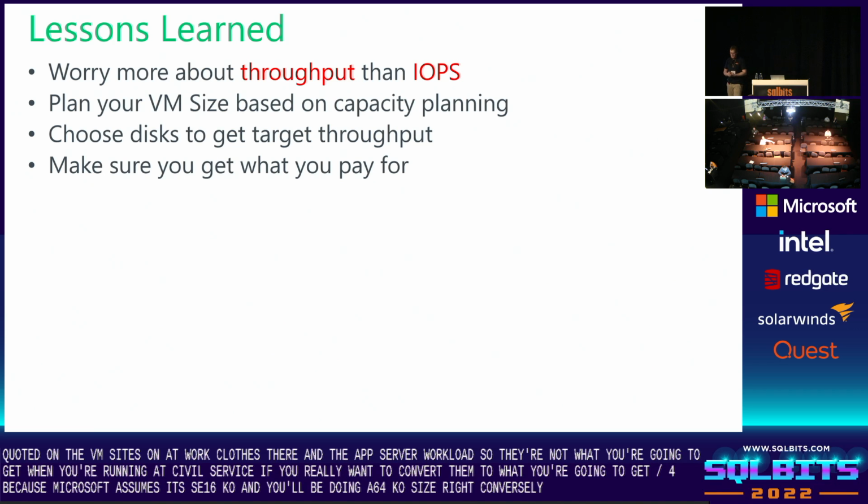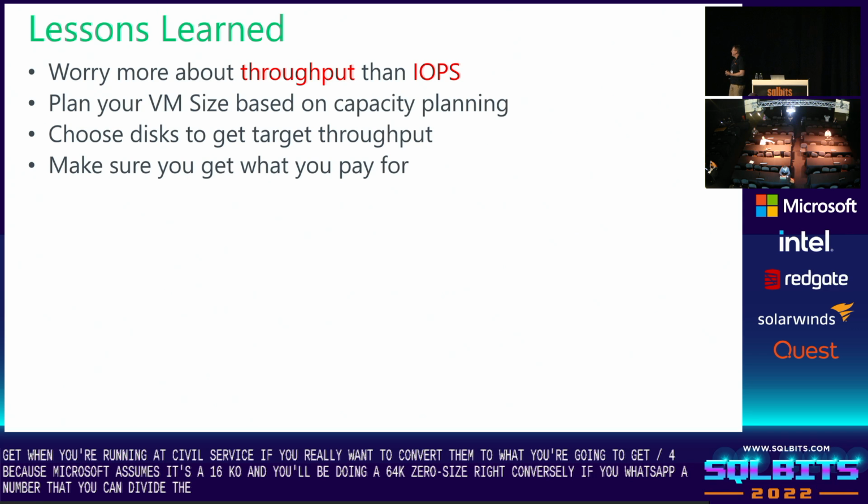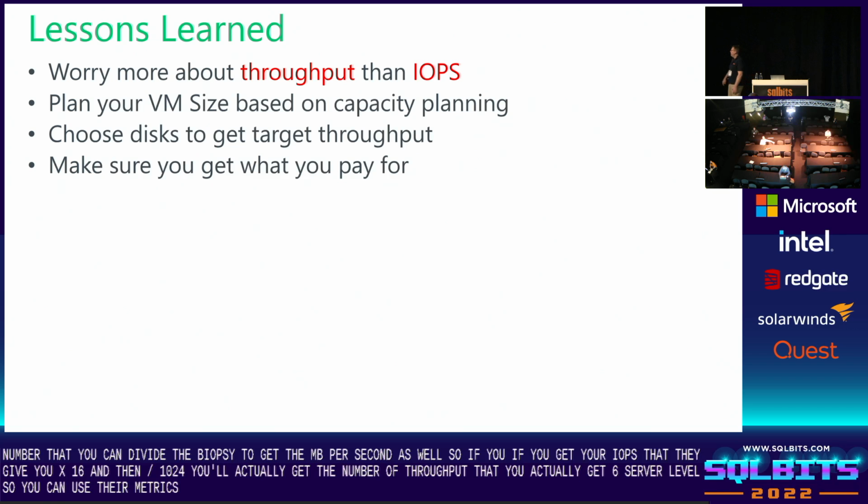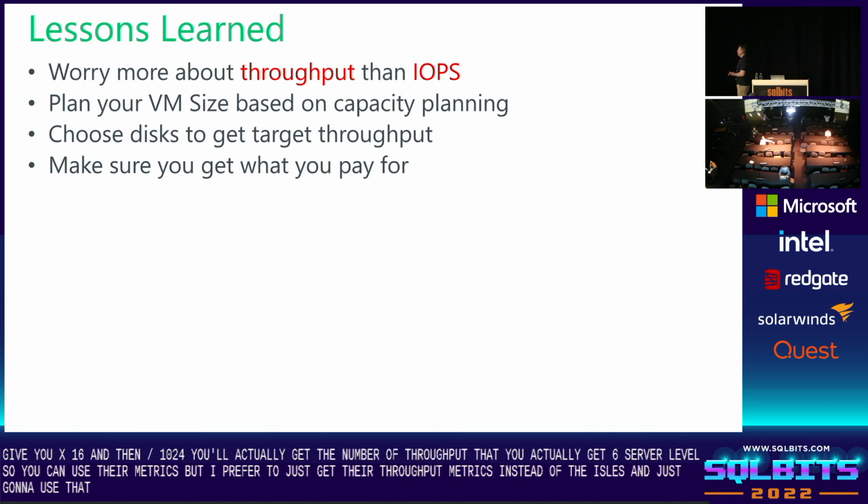Conversely, there's a number that you can use to convert the IOPS to megabytes per second as well. So if you get your IOPS that they give you, multiply by 16 and then divide by 1024, you'll get the throughput that you'll actually get at the SQL Server level. So you can use their metrics, but I prefer to just get their throughput metrics instead of the IOPS and use that. I find that more reliable, right? So that's kind of the lesson learned.